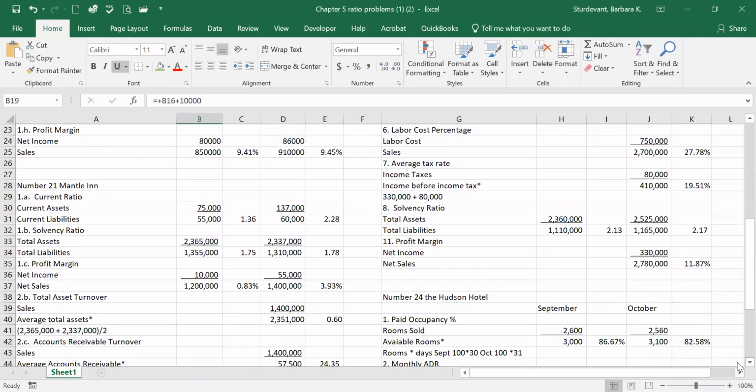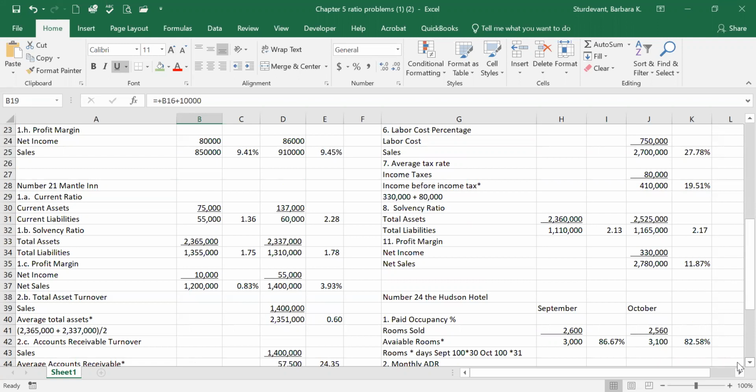Okay. All right, labor cost percentage, same type of thing that we did last time. For this one, you just have to go get the salaries and wages. Everything is in there. Divide it by your sales. So in this case, our labor costs are almost 28% of our sales. And again, that's what you're going to use when you do your budgets for the next year.